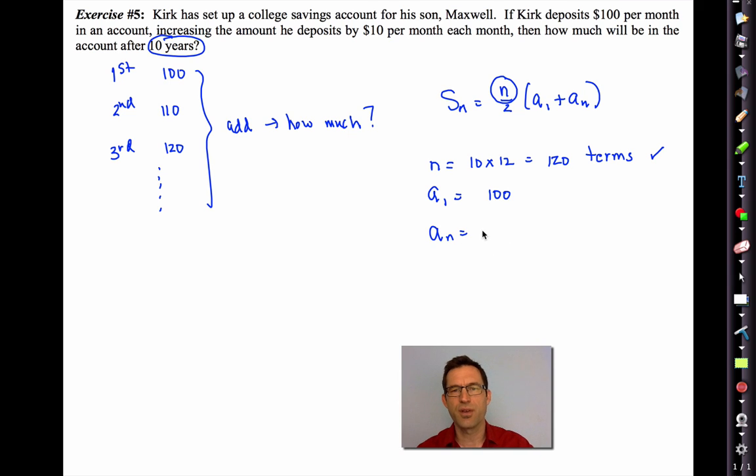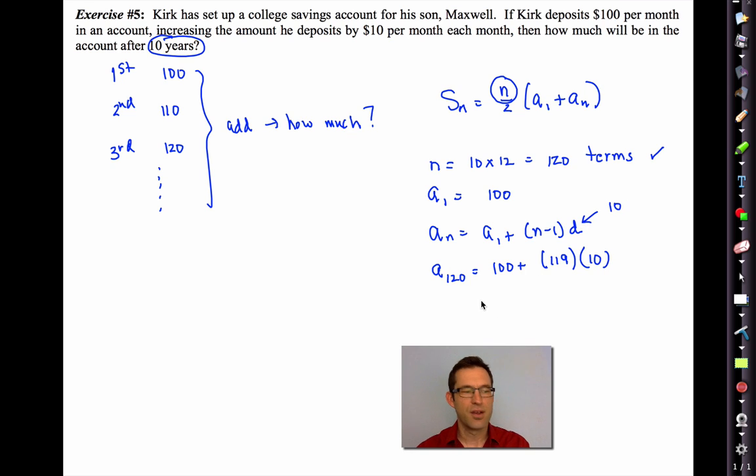No, I don't. But I can go back to my handy-dandy friend an equals a1 plus n minus 1 times d, right? And I can say that a sub 120 will be 100 plus, well, 119 of those raises by the common difference 10, right? That common difference is 10. So I know that my a120 is 1290. Wow. So in the last month, I'm depositing 1,290 into my son's account.